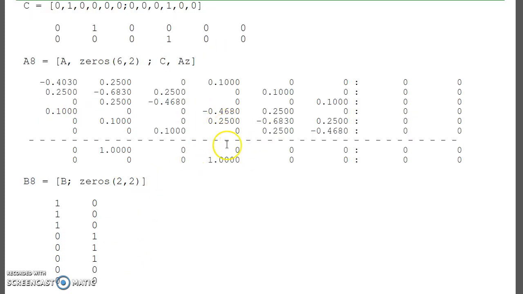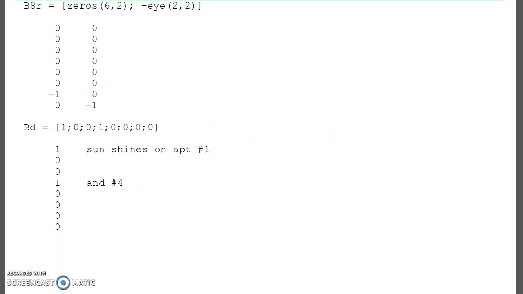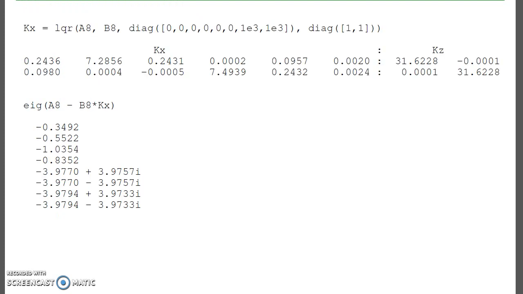Put it all together, here's the augmented system. Using LQR techniques, I can then find the feedback gains. An advantage of LQR, I have 2 inputs. I now have 8 states. I have 8 feedback gains.